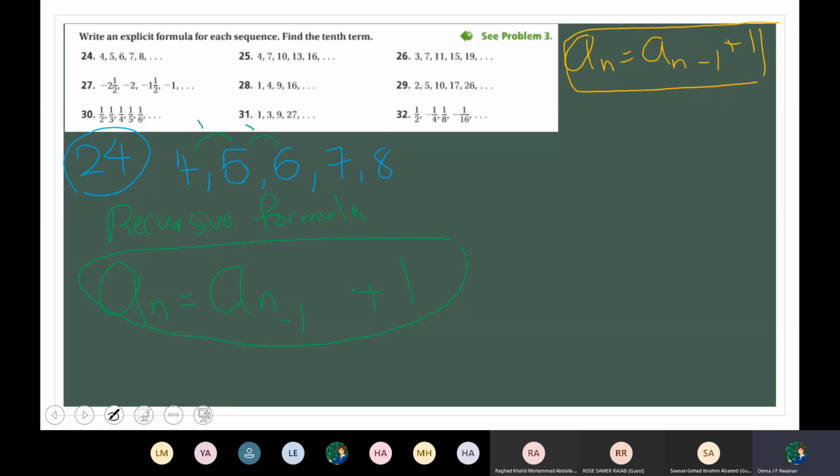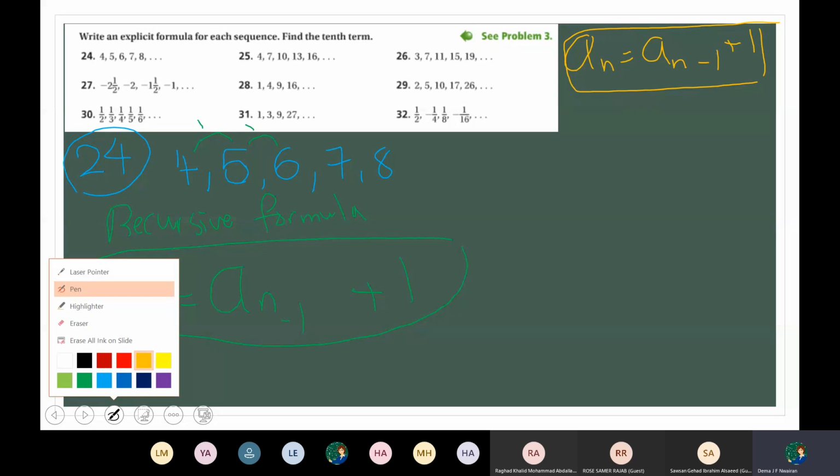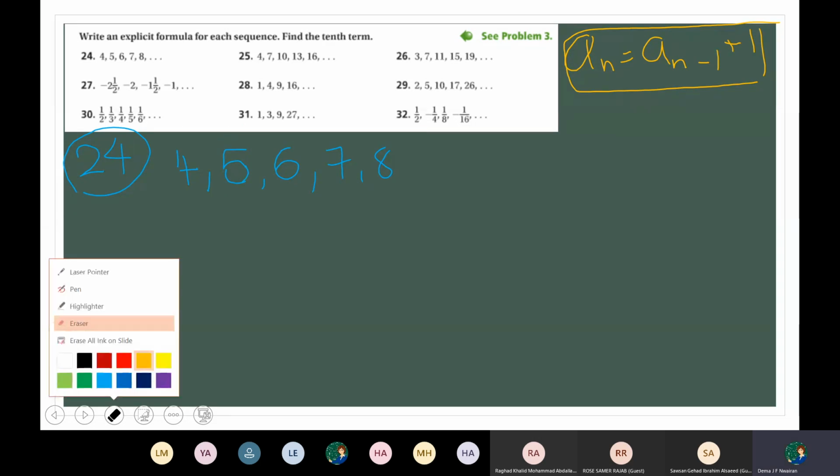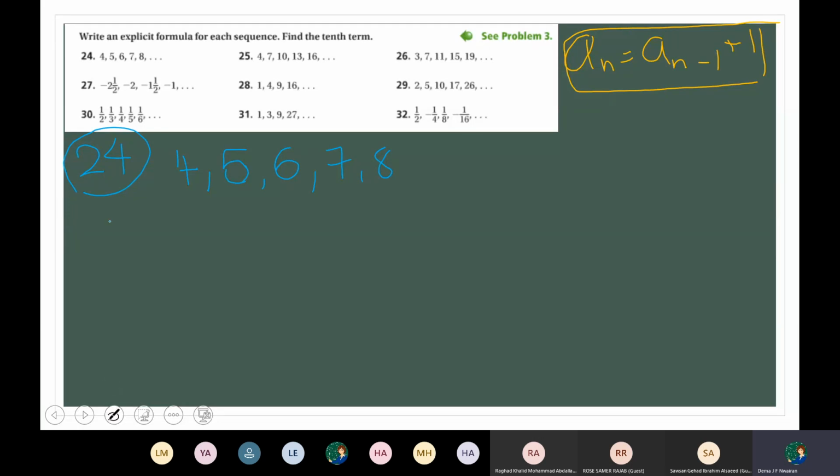But this is not my question. Here, he asked me to find an explicit formula. The explicit formula, I didn't need to find now the relation between each term and the previous one. No, I need to find a relation between every term and the number of it.